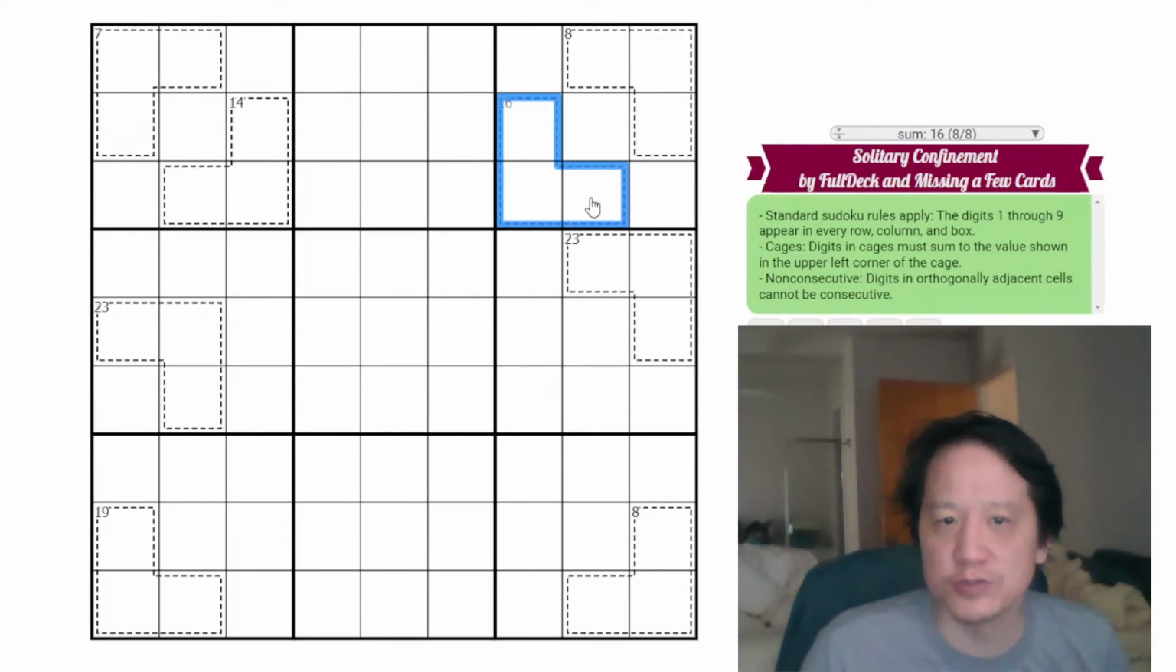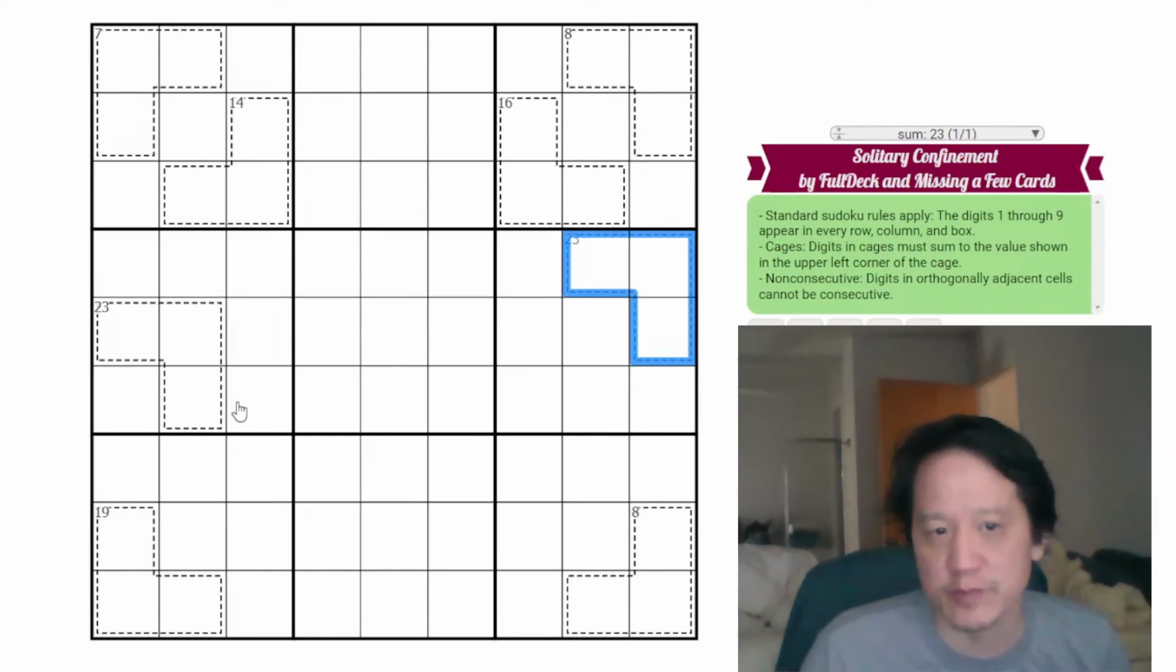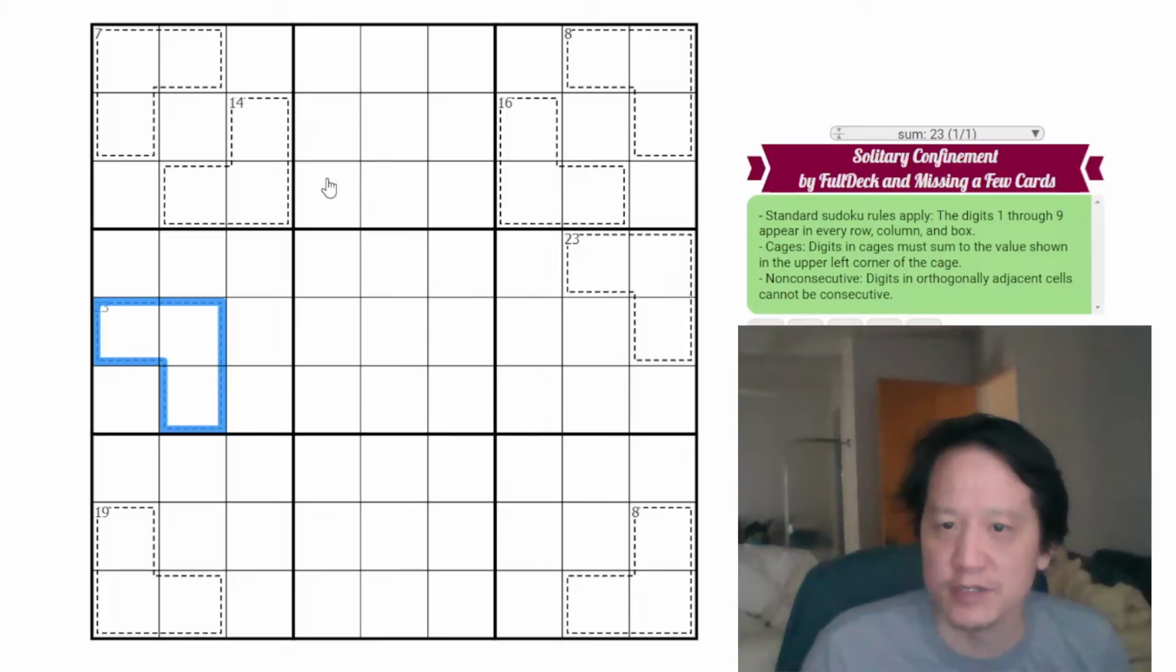So, for example, these three numbers must add up to 16. These three numbers must add up to 8. These three numbers must add up to 23. These three numbers add up to 23, etc., etc.